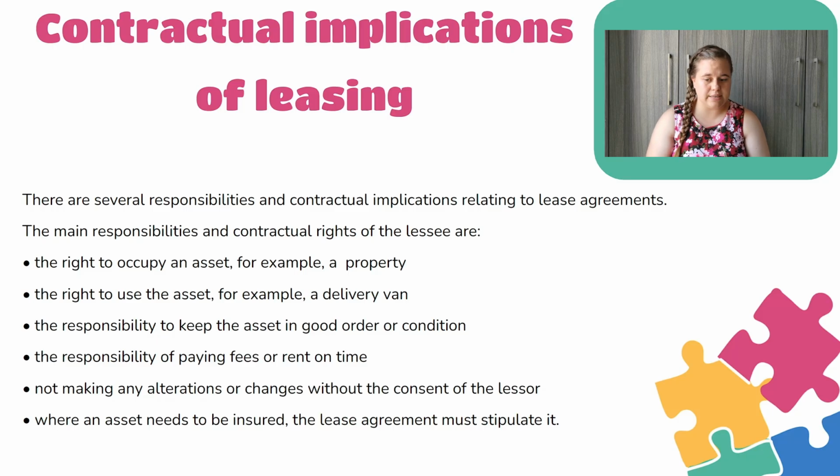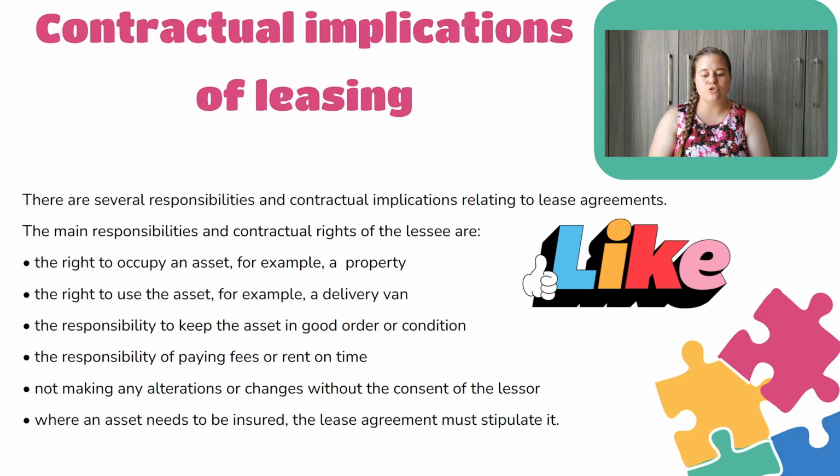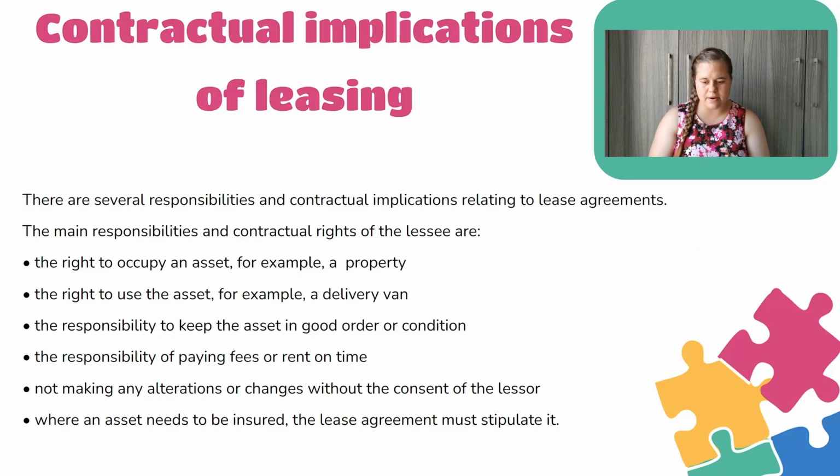Contractual implications of leasing. There are several responsibilities and contractual implications related to the lease agreements. The main responsibility and contractual rights of the lessee are the following. They have the right to occupy an asset, so for example, a property. They have the right to use the asset, so for example, if I'm using a delivery van. The responsibility to keep the asset in good or working condition. The responsibility of paying the fees and the rent on time. Not making any alterations or changes without the consent of the lessor. Where an asset needs to be insured, the lease agreement must stipulate that it needs to be insured.